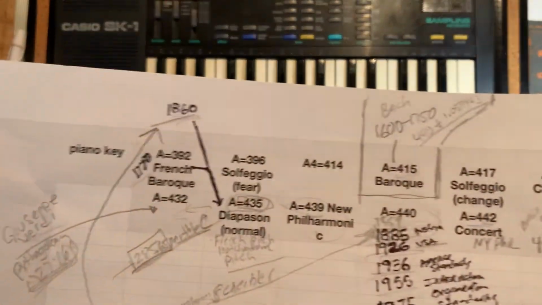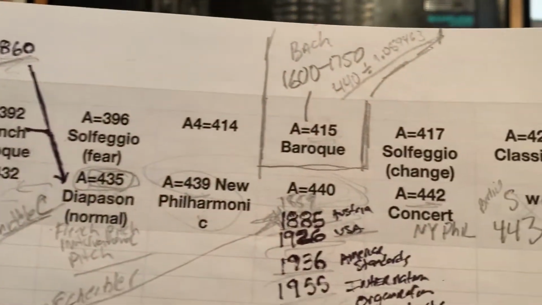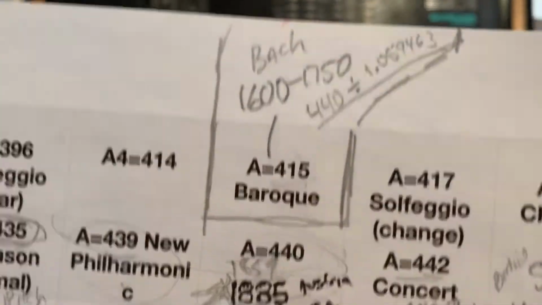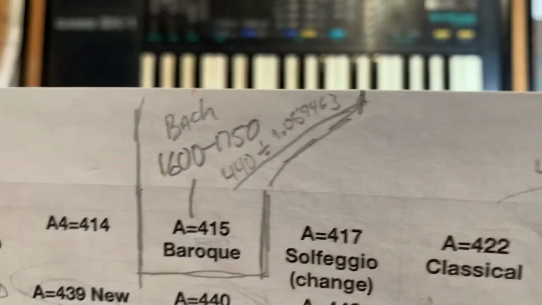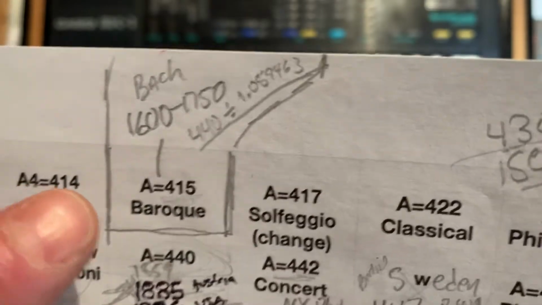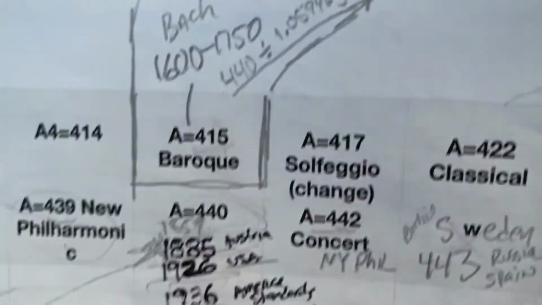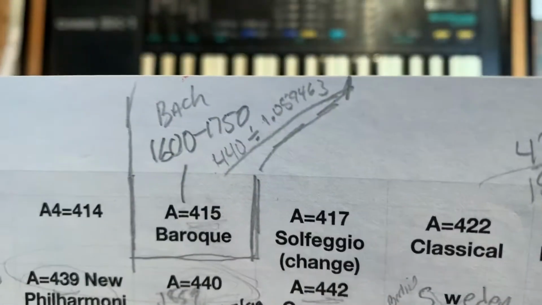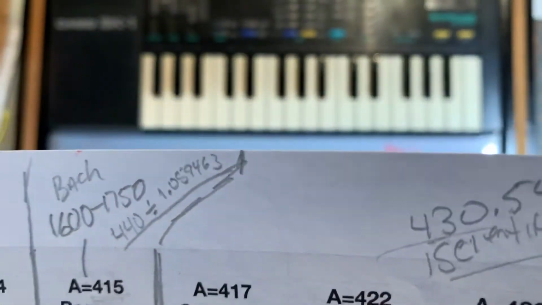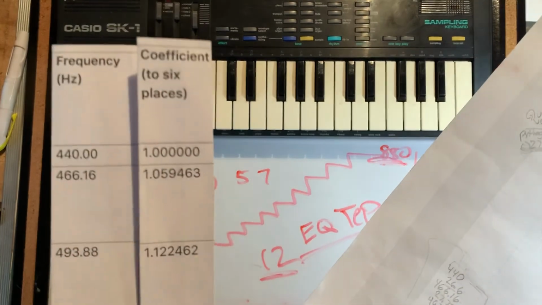Like equal temperament was established. But why was there this search? So here's the cool part. If you look at what Bach was doing, he was doing a 415. And if you look at the 415, that's why I put it above 440 there. It's really 440 divided by that number, because you realize you can go in both directions, right? You can go in both directions.